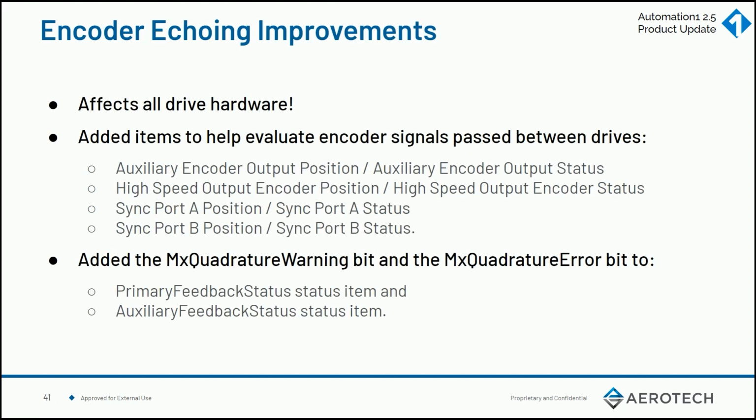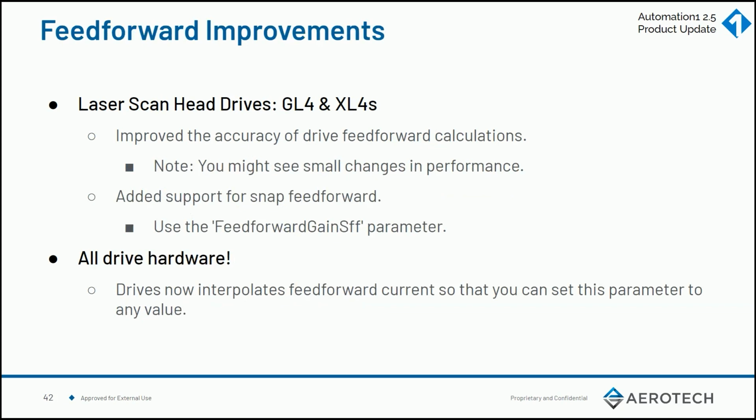We improved encoder echoing. Again, this affects all drive hardware. This helps evaluate encoder signals passed between drives, which is something that's often done for position synchronized output and infinite field of view features. So again, this is a nod to usability. We added an MX quadrature warning bit and an MX quadrature error bit to some of our status items as well.